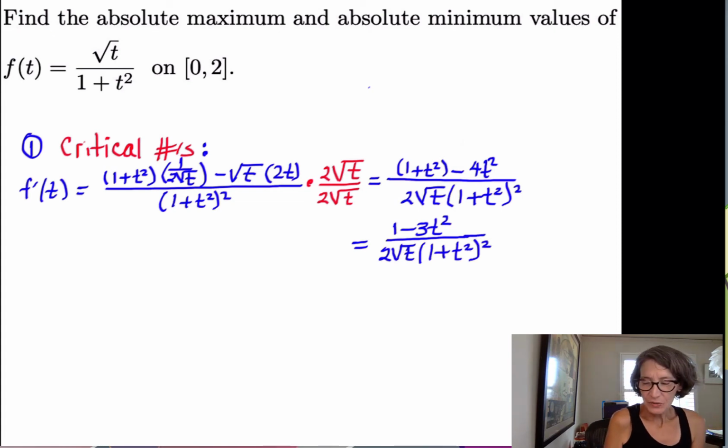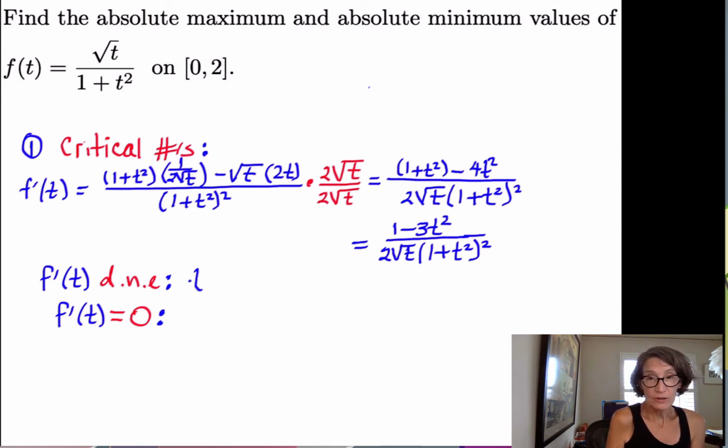All right, so now the critical numbers are going to be any numbers that make the derivative not exist, or numbers that make the derivative 0. When we look at the derivative, it doesn't exist only at numbers that make the denominator 0. And the only way the denominator could be 0 is at t equals 0. So t equals 0 is a critical number because it's in the domain of the original function, but the derivative doesn't exist there.